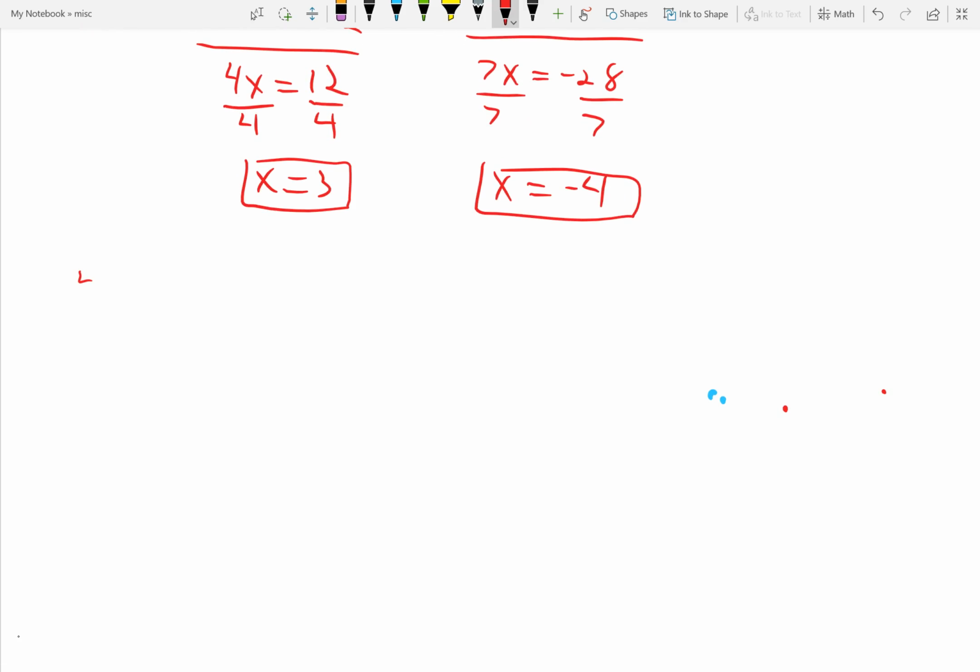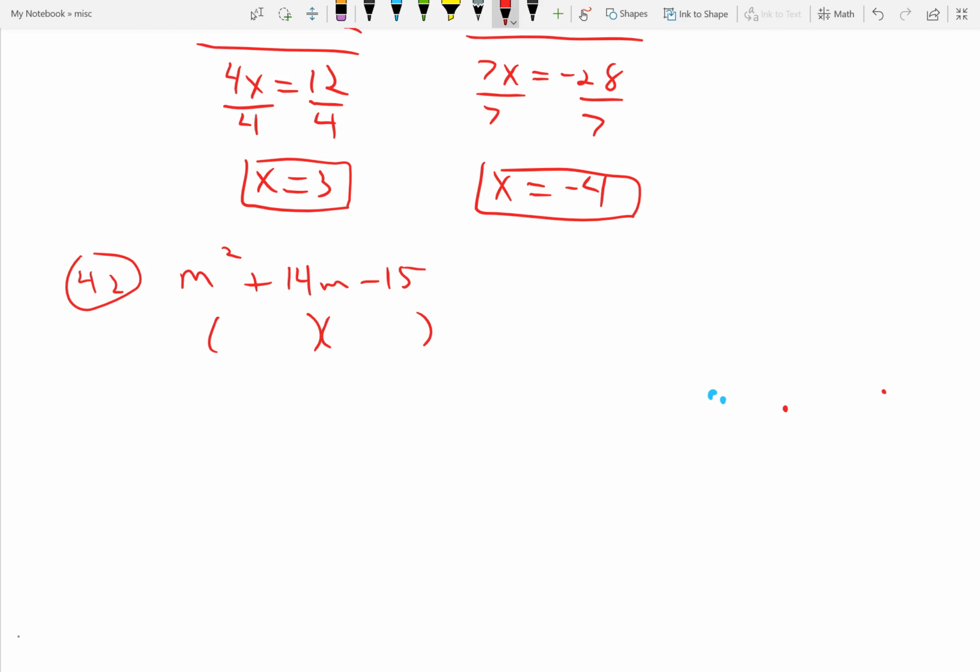Number 42. M squared plus 14m minus 15. They're asking us to factor this. That means break it up into two things that multiply to give it.